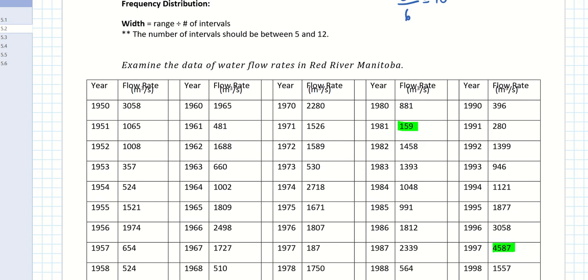And what I've already highlighted here is the minimum and the maximum. So this is the lowest rate, so this is our minimum. And this is our maximum here.